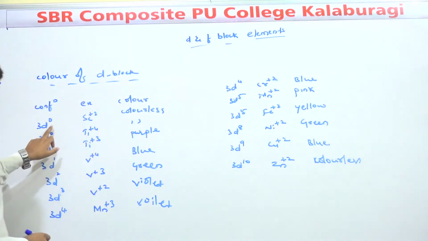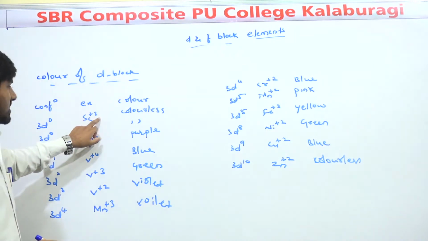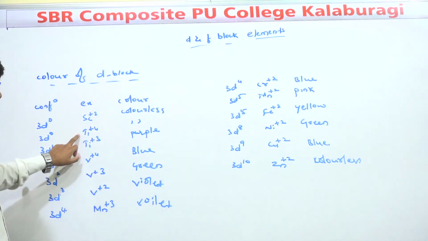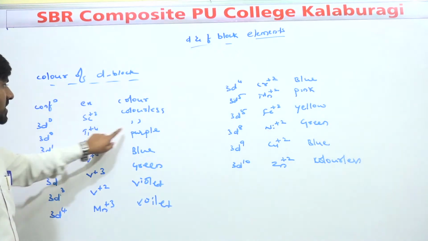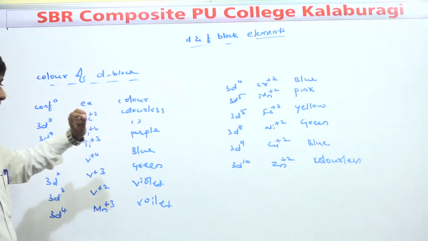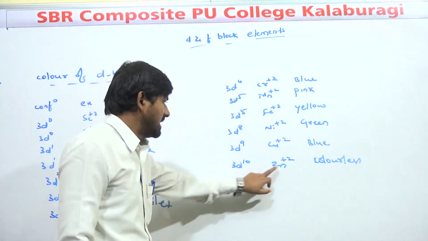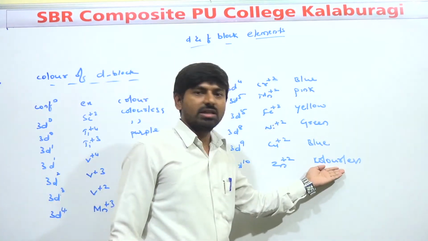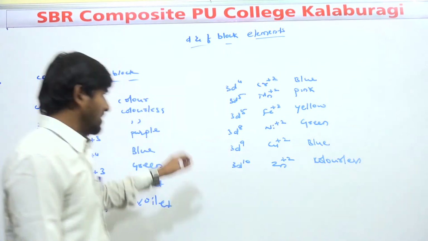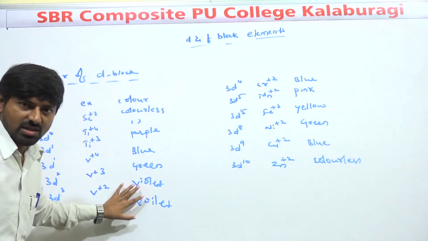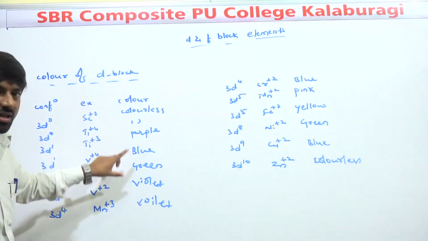Now, see here, scandium in +3 state is with configuration 3D0, which is colorless in nature. Titanium in +4 state with 3D0 configuration, means zero electrons in the d orbital, is showing colorless, means it is not having any color. Zinc in +2 state is with 3D10 configuration and is also colorless.